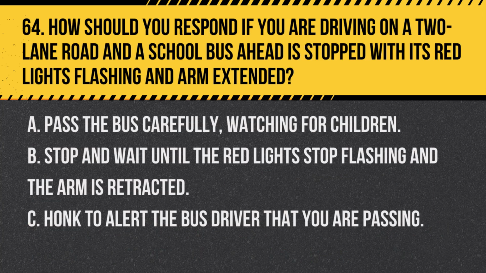Question 64. How should you respond if you are driving on a 2-lane road and a school bus ahead is stopped with its red lights flashing and arm extended? A. Pass the bus carefully, watching for children. B. Stop and wait until the red lights stop flashing and the arm is retracted. C. Honk to alert the bus driver that you are passing. Answer. B. Stop and wait until the red lights stop flashing and the arm is retracted. It's illegal and unsafe to pass a stopped school bus under these conditions.